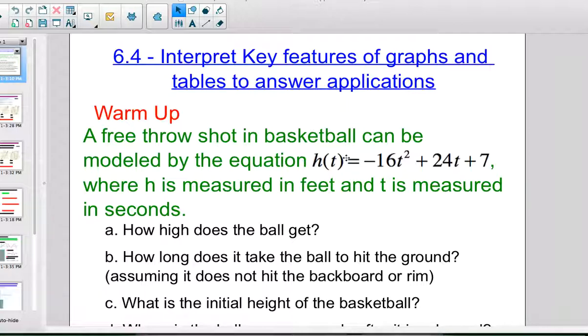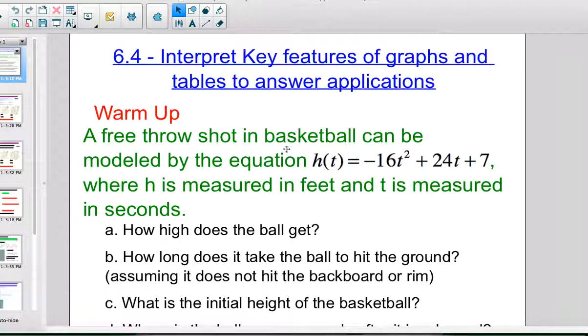So we have this warm up here. It's a free throw shot. It's actually the same equation we used earlier when we did quadratics. Today we want to step away from rational functions specifically and just be able to interpret what's going on in graphs through the key characteristics. Today's more foundational, and the next class will be with application problems.